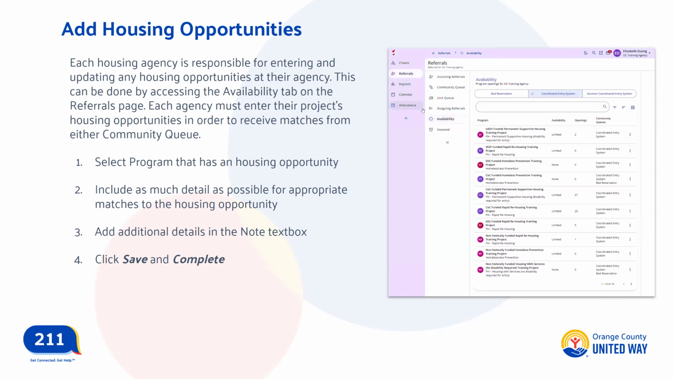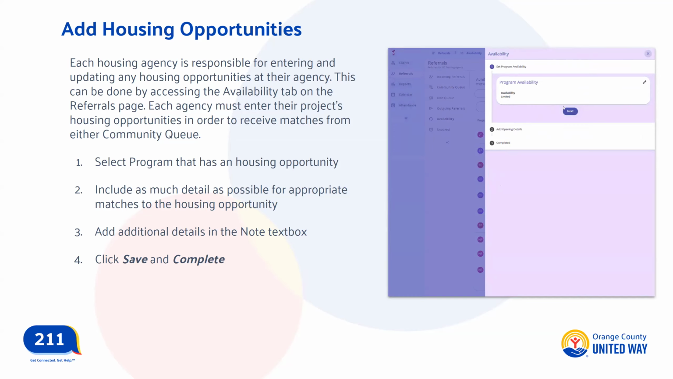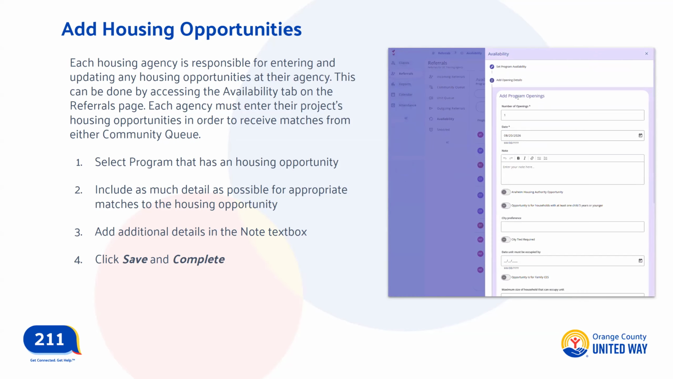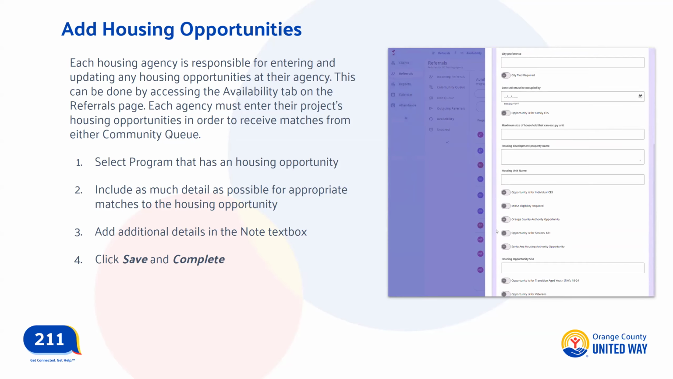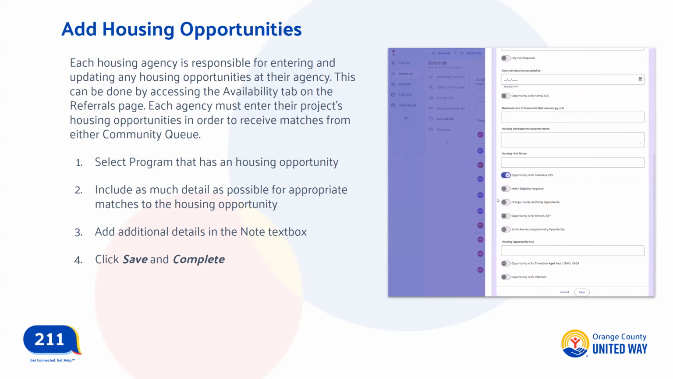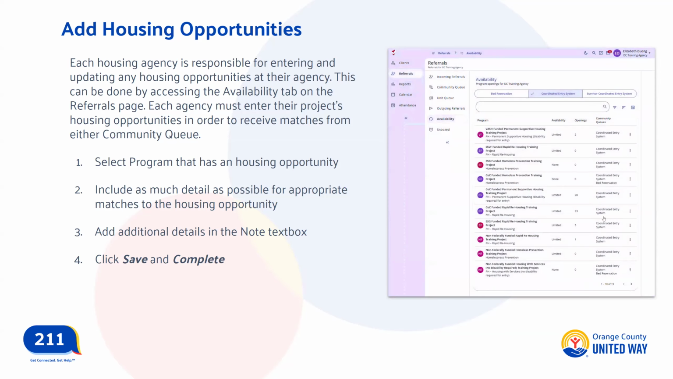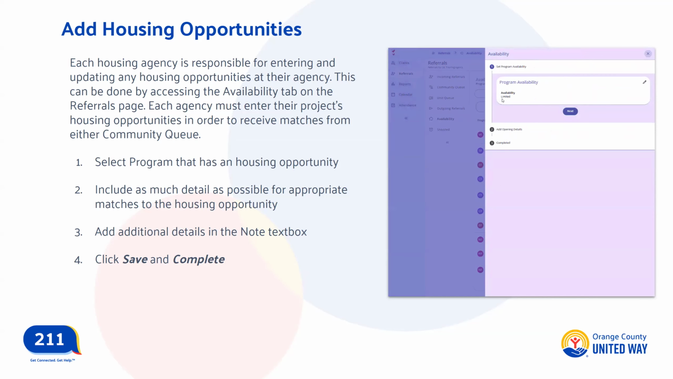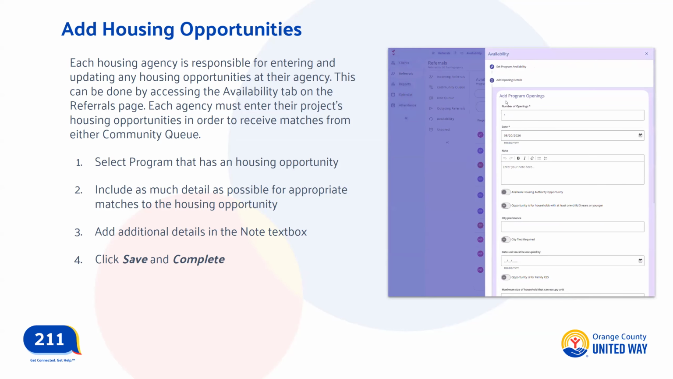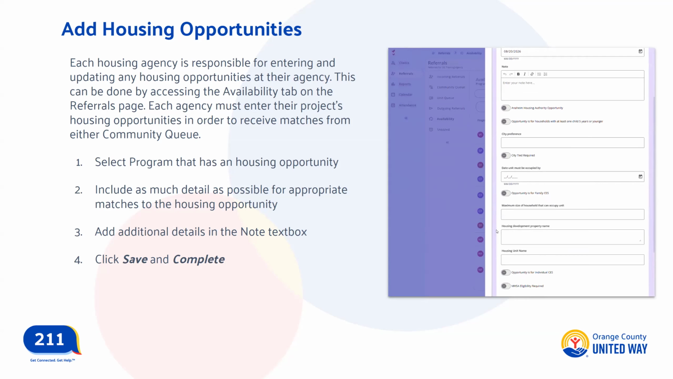So you're going to go ahead and select Referral from the primary navigation menu, and then select the program that you would like to add an opportunity to, and include all the details so that you can receive an appropriate match. Try to add as much detail as you can to help the matchmaker review and appropriately match to your housing opportunity. There is a note text box, so if there are any additional details that you would like to add, you can add them there, and then you'll click Save and Complete.